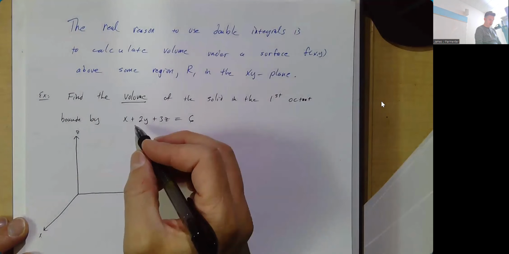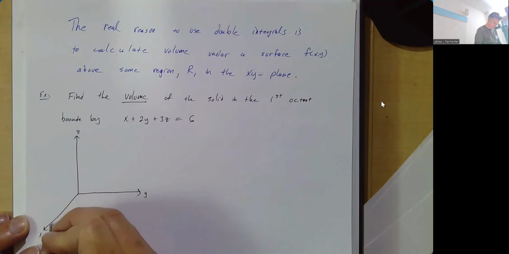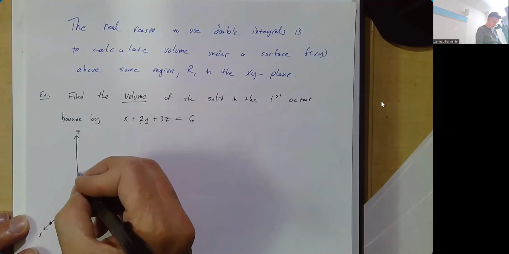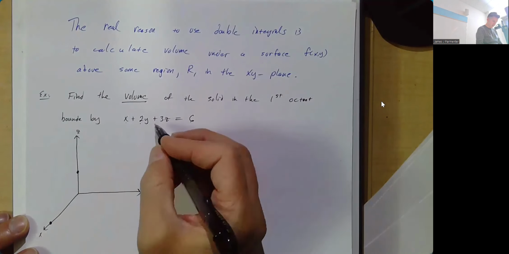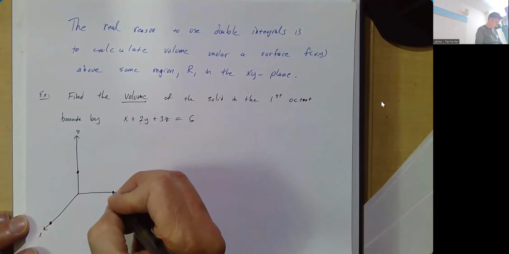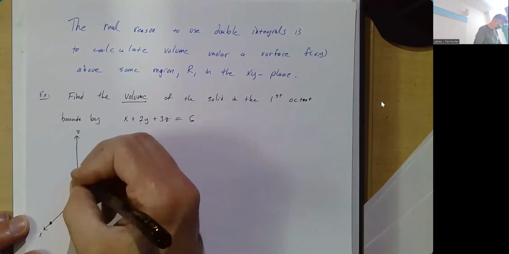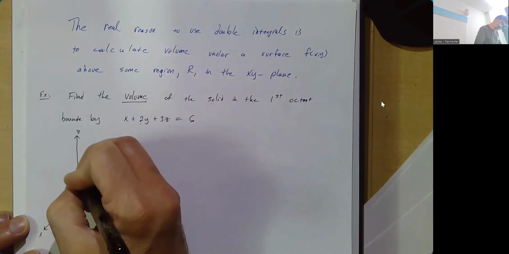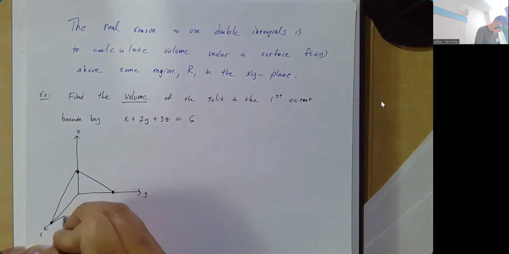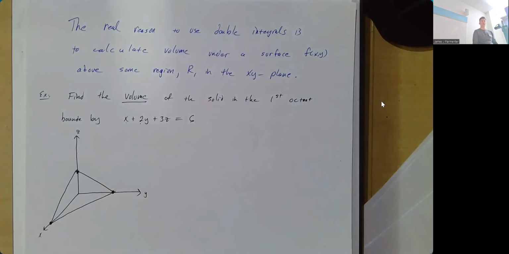So let's see. If y and z are 0, x is going to be 6. If x and y are 0, z is going to be 2. And if x and z are 0, y is going to be 3. So my plane is looking something like this. So it's a tetrahedron.